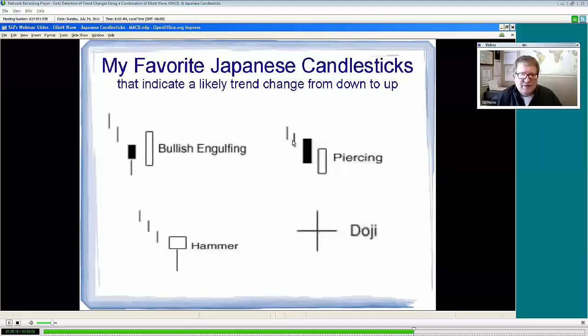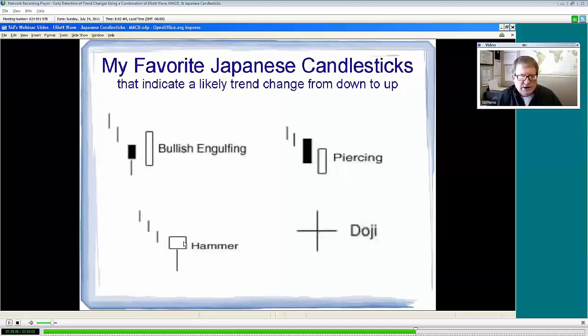But my very favorite of the Japanese candlesticks is the engulfing candle. If you're in a downtrend like this, and then you get a candle that completely engulfs the previous candle, two or three, it's so big and it ends almost as one solid block like that, very near the top of its range, it's a bullish engulfing candle. It's very powerful.